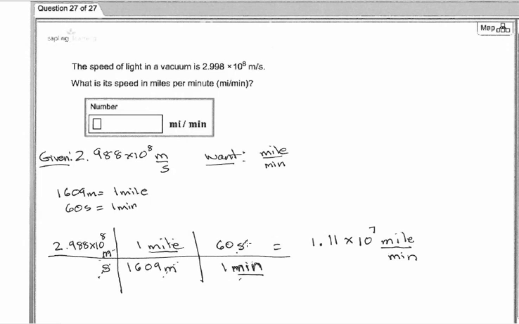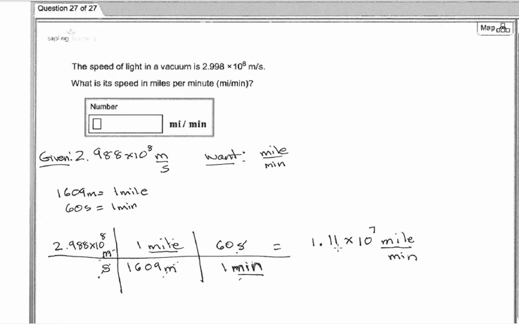So I multiply straight across, 2.998 times 10 to the 8th times 1 times 60, and then I divide by my denominator, which is 1,609, since 1,609 times 1 is 1,609. And this is the value that I get.